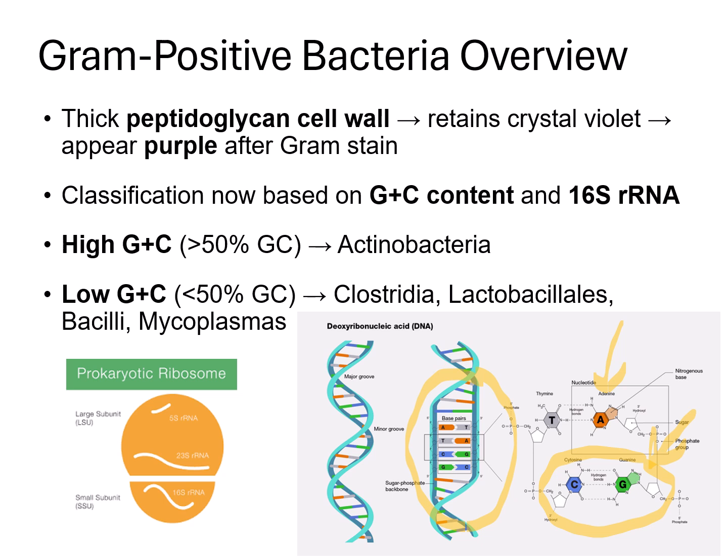Classification is also based on 16S ribosomal RNA, and that is from the small subunit of the prokaryotic ribosome. So high G and C bacteria will include the class Actinobacteria. For low G and C, we have the class Clostridia, the order Lactobacillus, the class Bacilli, and the genus Mycoplasma.